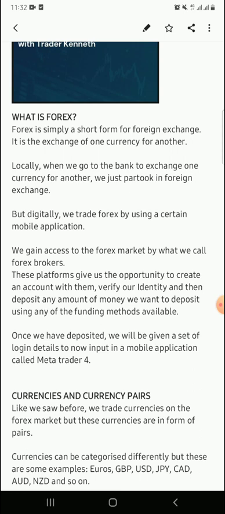Okay, so now what you do is that this platform will give you the opportunity to create an account with them, like I said. Then you verify your identity and then deposit any amount of money you want to deposit. Now, once you have deposited, you will be given a set of login details that you input into a mobile application called the MetaTrader 4. All right, so we're going to see the MetaTrader 4 real soon.